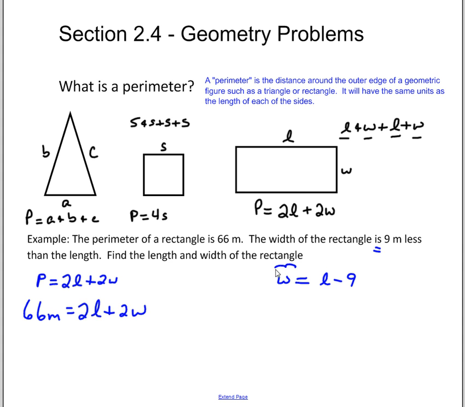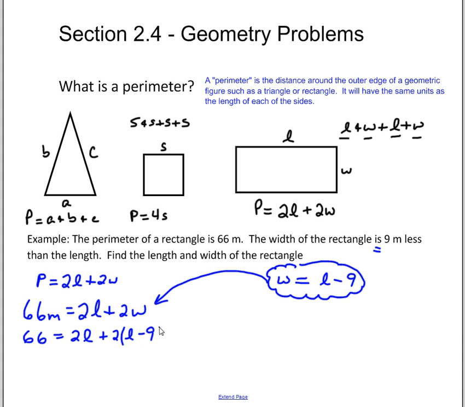Now this is useful because anywhere we see the width, we can replace it with the equivalent of length minus 9. So we can actually write the following, that 66, and we'll assume meters for the moment, is equal to 2 times the length plus 2 times the width. But we know the width is the same as 9 less than the length, or L minus 9. So now we've got an equation that has one variable that we can solve.